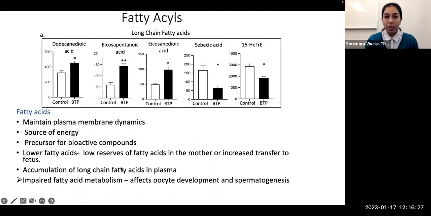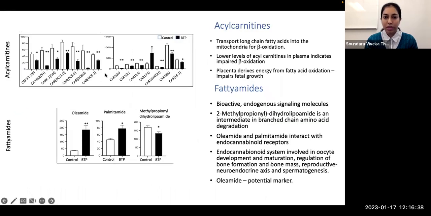So this scenario reflects an impaired fatty acid metabolism, which is known to affect oocyte development and spermatogenesis, which has been observed in the biosolids offspring phenotype. The other class of fatty acyls is the acyl carnitines, which are involved in the transfer of the long-chain fatty acids into the mitochondria for beta oxidation, which provides energy for the growing fetus. So a lower level of acyl carnitine means less transport of these fatty acids to the mitochondria, which ultimately leads to impaired beta oxidation, which could be impairing the fetal growth as well.